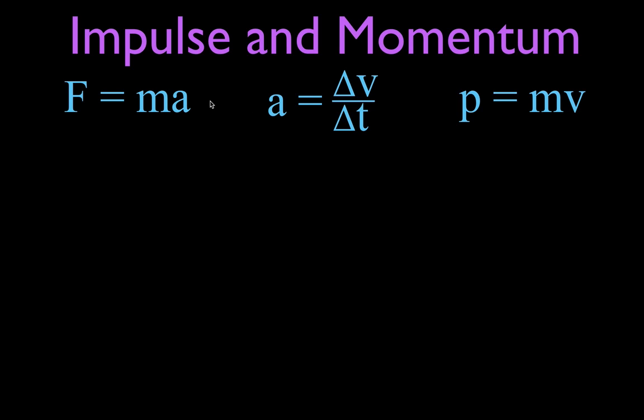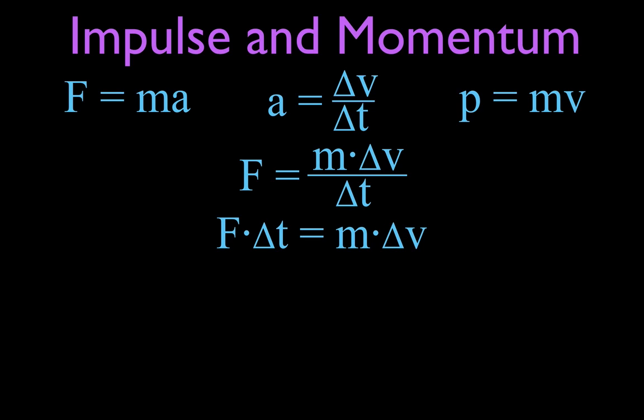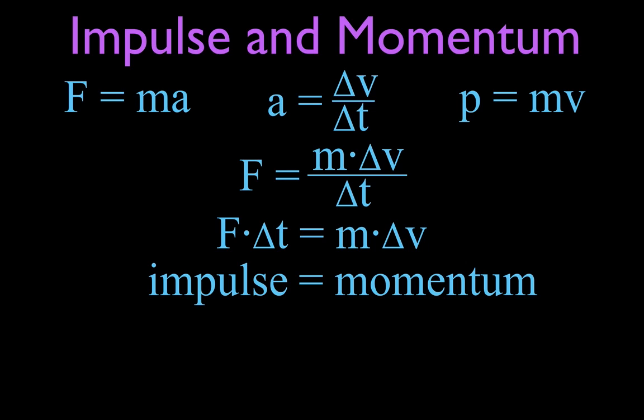I can now take Newton's second law, take the acceleration out, and substitute the change in the velocity over the change in the time for it. That gives me that the force is equal to the mass times the change in the velocity divided by the time. Then we just rearrange the equation a little bit, so we have that the force times the time is equal to the mass times the change in velocity, which on the left-hand side is impulse, and on the right-hand side is momentum.